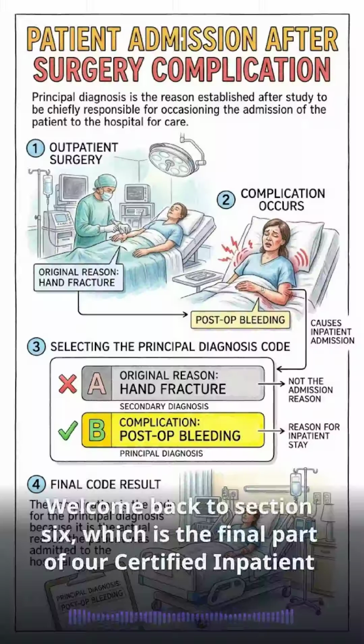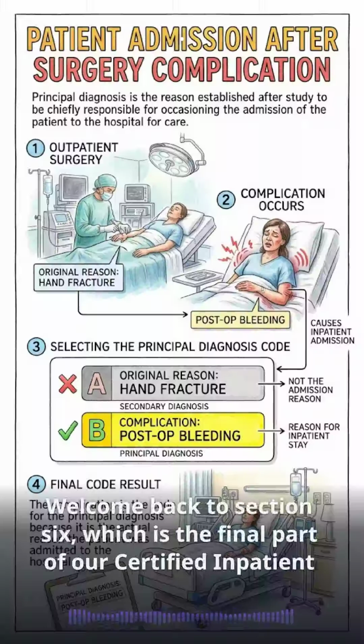Now let us talk about pregnancy and delivery, because these chapters have very strict coding rules. In the inpatient world, the mother's record is totally separate from the new baby's medical record. For the mother, the principal diagnosis is usually the reason she came in to have the baby. If she has a complication like high blood pressure, that code must be sequenced very early.